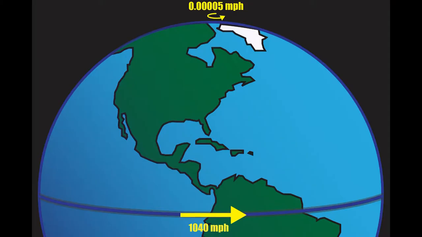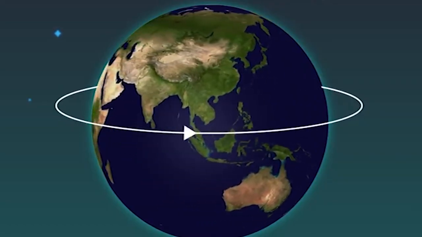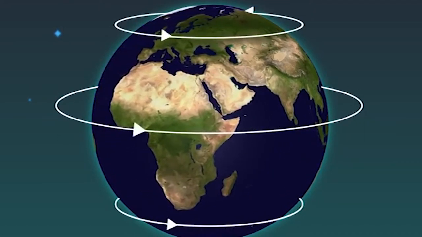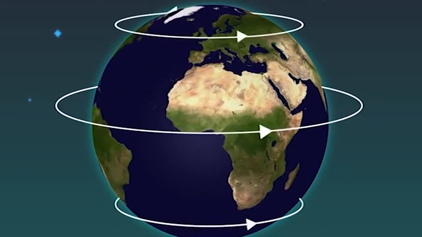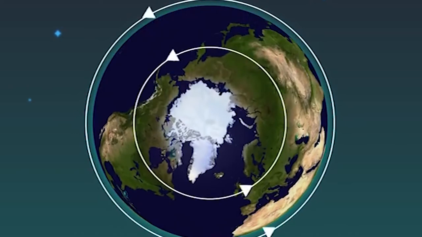Up at the equator, things are different. It still takes the Earth the same 24 hours to make a rotation, but this time we are traveling the entire circumference of the planet, which is about 25,000 miles long. That means you are traveling almost 1,040 miles per hour just by standing there. So even though we are all on the Earth, how far we are from the equator determines our forward speed. The farther we are from the equator, the slower we move.